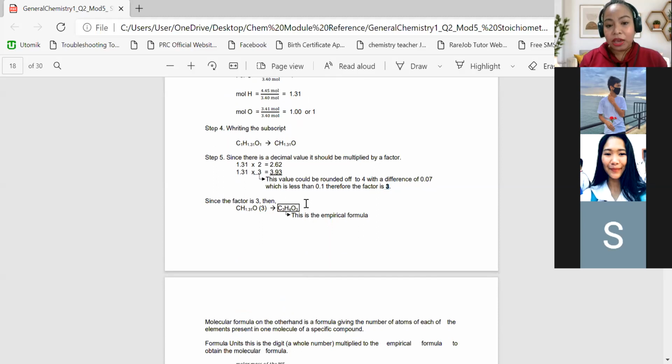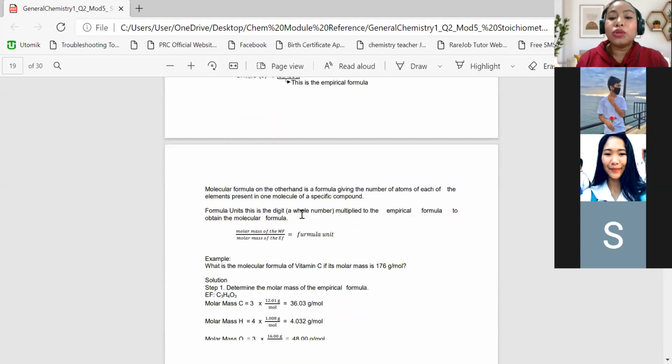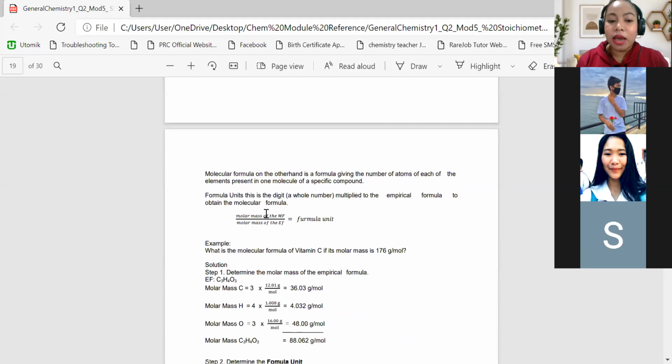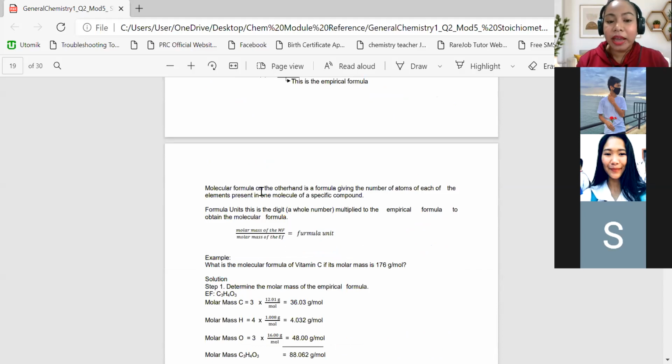But if the question says find the molecular formula, then our answer doesn't end here. We have to go to step number 6, which is finding the molecular formula. In order to determine the molecular formula, we need to have our formula unit.